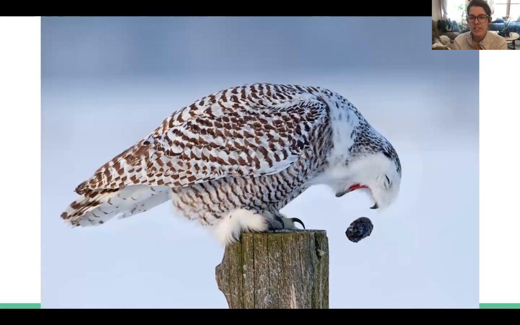They regurgitate a pellet with the bones, fur, teeth, and feathers of the prey they have eaten whole. So here's kind of a gross picture of a snowy owl regurgitating the pellet, the stuff that they can't digest.